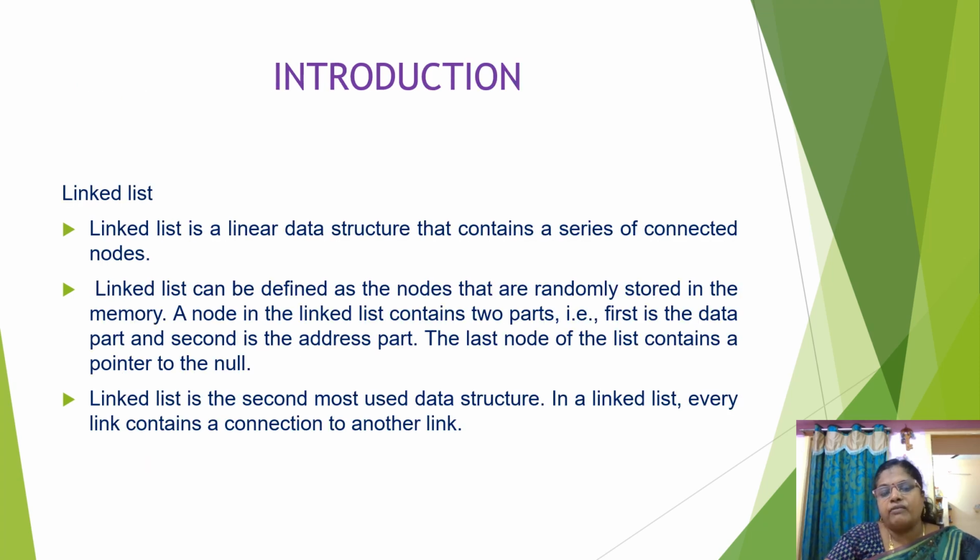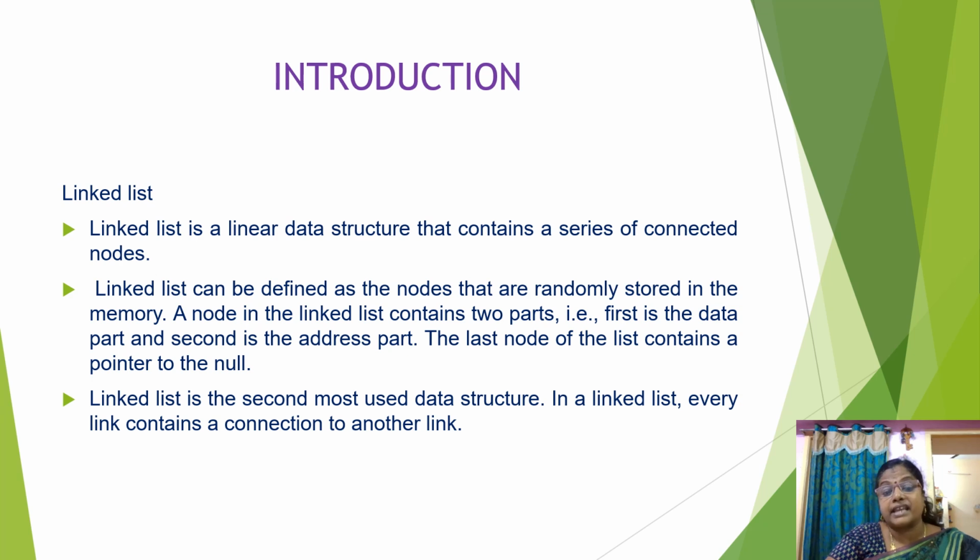In this topic, first we know about what is a linked list. Linked list is a linear data structure that contains a series of connected nodes. A linked list can be defined as the nodes that are randomly stored in the memory. A node in the linked list contains two parts. First one is the data part and the second one is the address part. The last node of the list contains a pointer to the null because it doesn't point to any node.